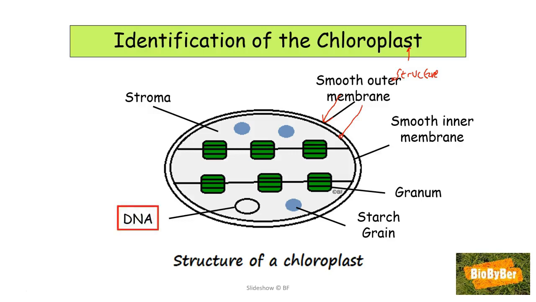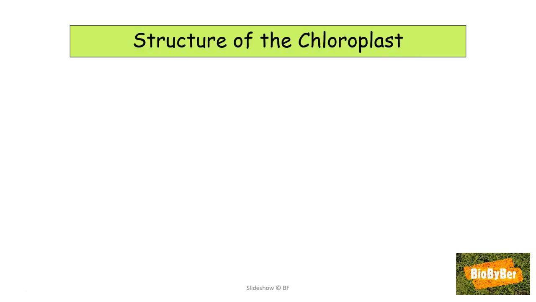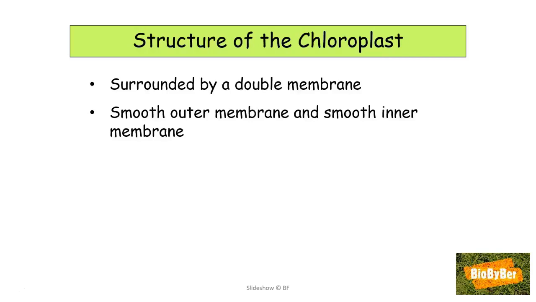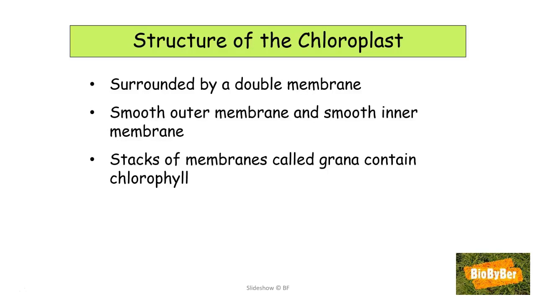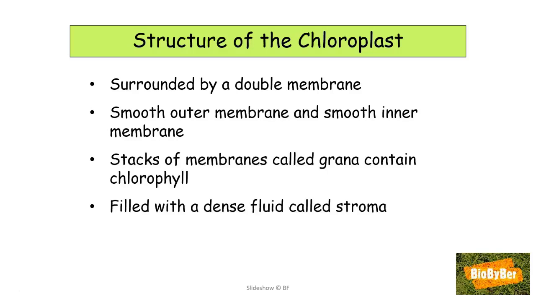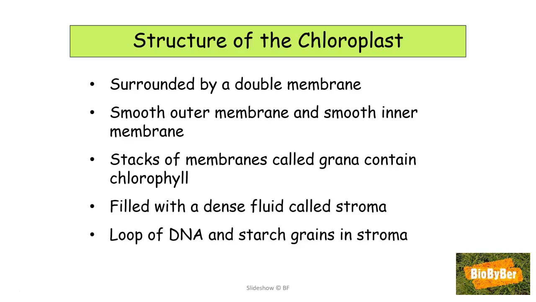As we've said already, chloroplasts have a loop of DNA. Again, we need to highlight the fact that the chloroplast and the mitochondrion are the only two organelles which have their own DNA. What is the structure of a chloroplast? Well, it's surrounded by a double membrane, a smooth outer membrane and a smooth inner membrane. There are stacks of membranes within its structure called grana, plural, and these contain chlorophyll. The chloroplast is filled with a dense fluid called stroma. There is a loop of DNA and starch grains in the stroma.